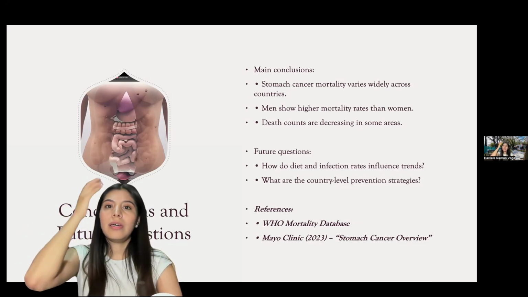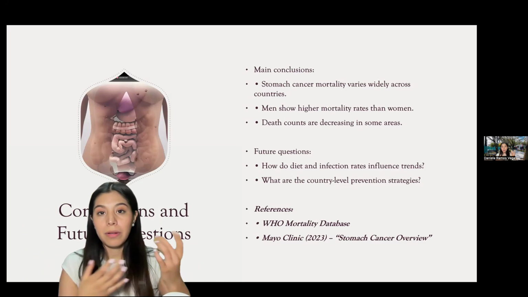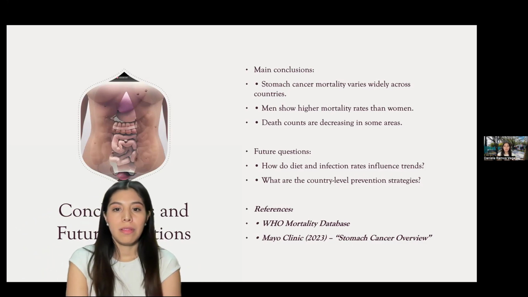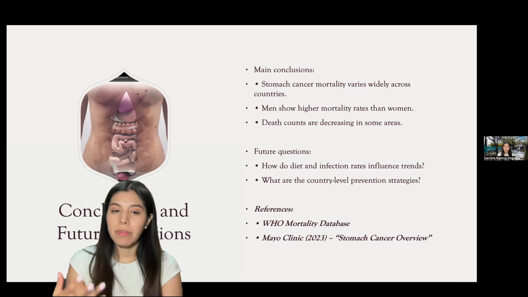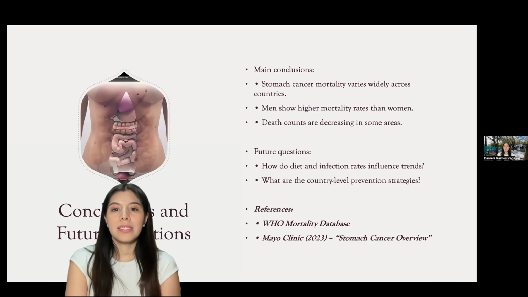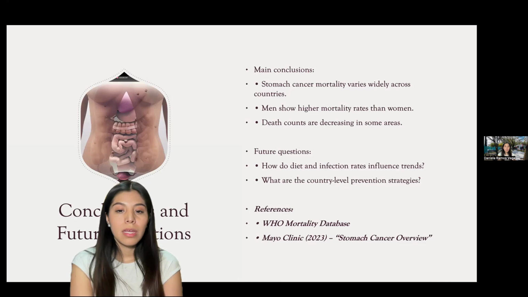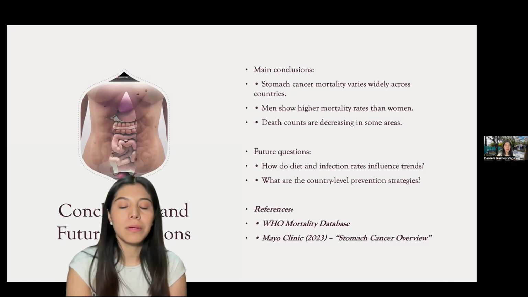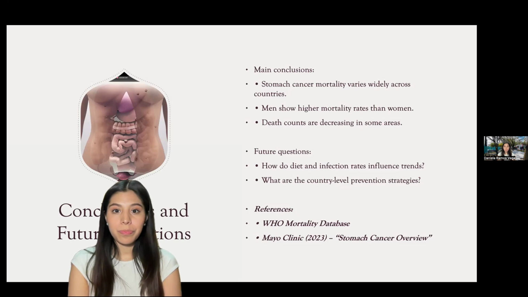Well, let's also talk about the Mayo Clinic video. According to them, like I told you before, the major risk factors include the H. pylori infection, smoking, excessive alcohol consumption, diet, and family history. These insights help give context to the patterns observed in the data.